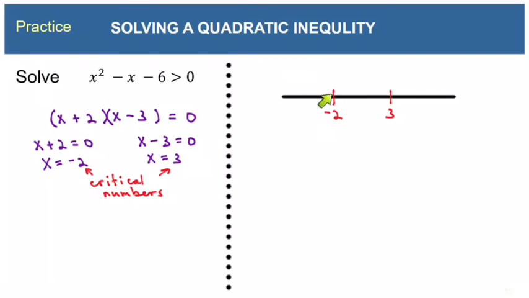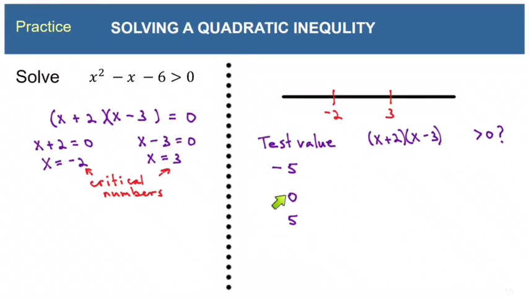And now I'll need to test something in each interval. And the first interval is from -infinity to -2. And so I'm going to choose -5 as my test value. And the second interval is from -2 to 3. Let's choose 0. And the third interval is from 3 to infinity. Let's choose 5. Remember, just any value that fits in that interval can be used.